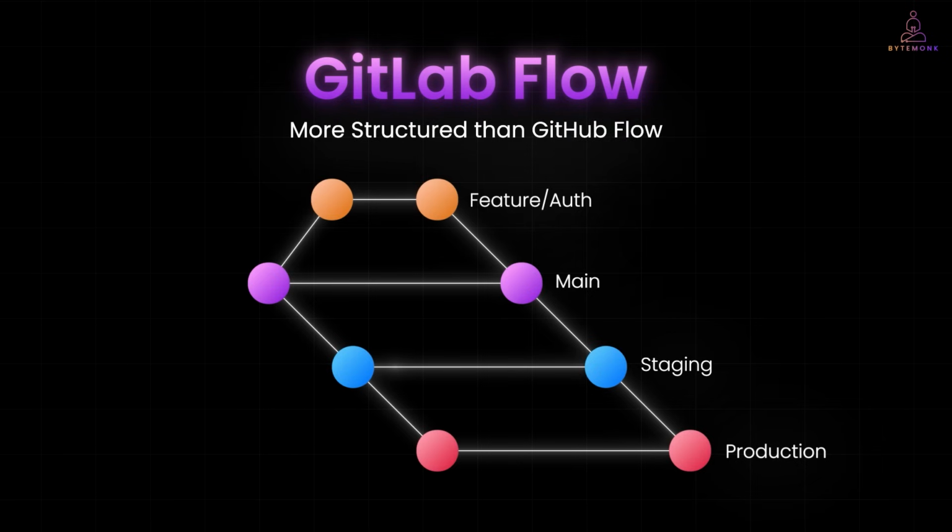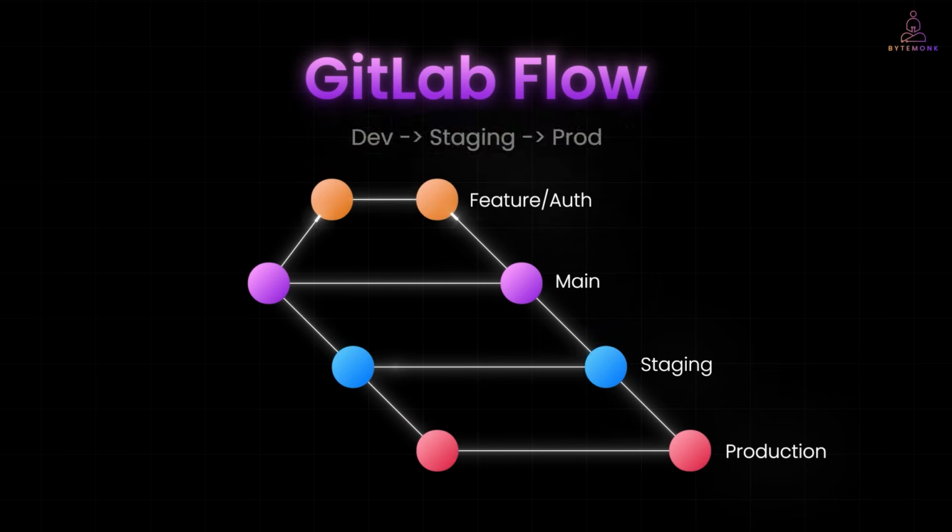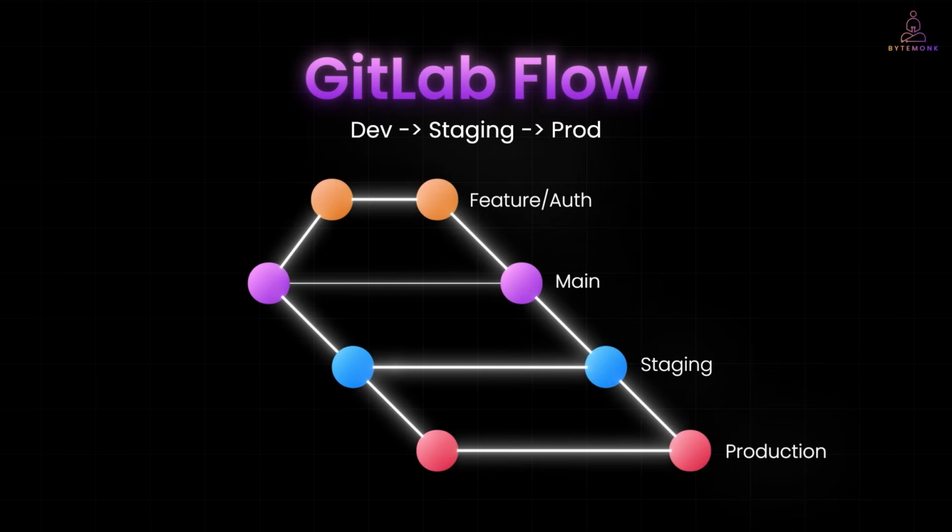So, it's more structured than GitHub Flow when you have multiple deployment targets. It allows you to say this commit is on staging versus this is on production by controlling what's merged into those branches. It's especially useful for teams doing DevOps with clear promotion of code from dev, staging to prod.